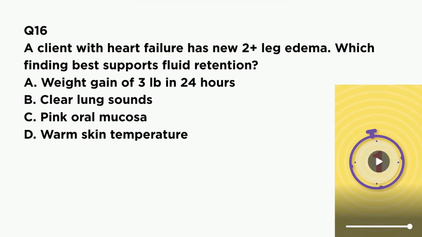Okay, so the correct answer is letter A. Rapid weight gain indicates acute fluid retention in heart failure. B is incorrect because clear lung sounds do not confirm worsening volume status. C is incorrect because mucosa color is unrelated, really. And D is also incorrect because skin warmth does not assess fluid status.